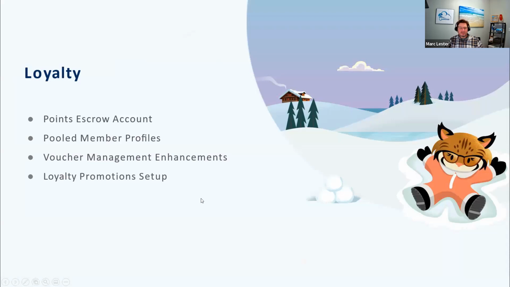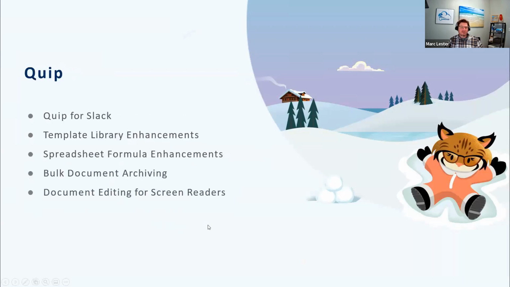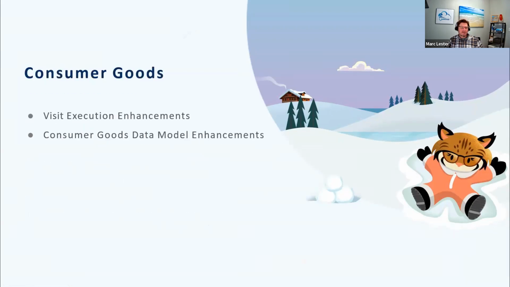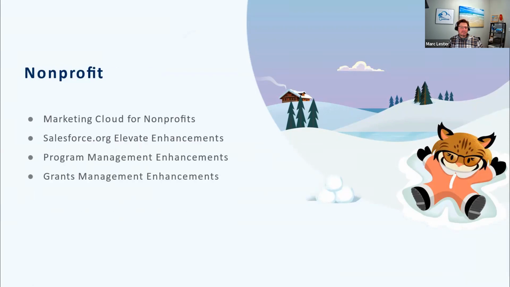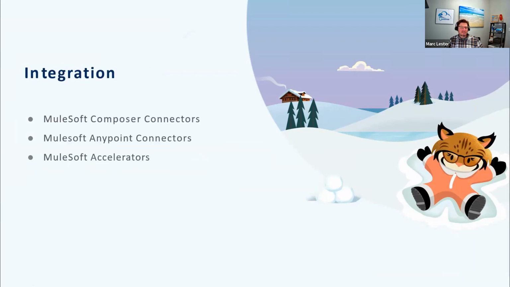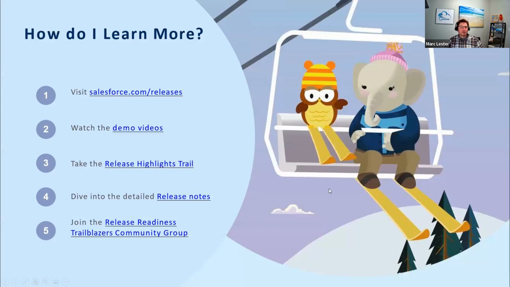And then the other stuff here, I won't go into it all, but I put it in case I needed time to fill, which I don't, but it gives you the bullet points for all the other areas that I didn't go over at all: loyalty, commerce, Quip, analytics, all the clouds, and that's it.